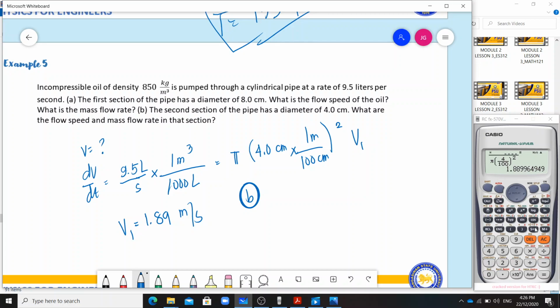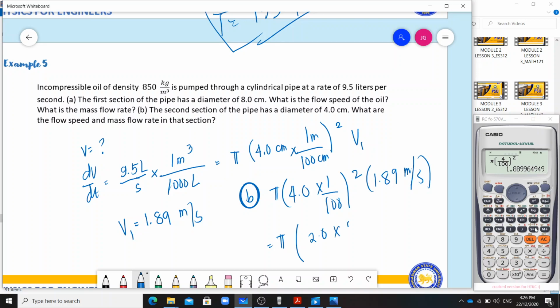So, sa letter B naman, the second section of the pipe has a diameter of 4 centimeter. What are the flow speed and mass flow rate in that section? Ito yung pi times 4.0 times 1 over 100 squared times 1.89 meter per second ay equivalent sa pi times 2 times 1 over 100 squared, V2.